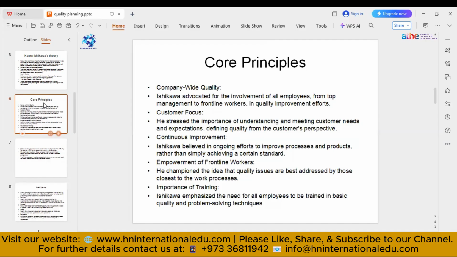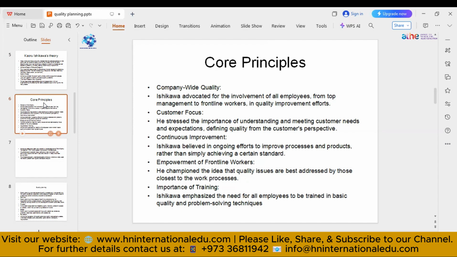Customer focus. He stressed the importance of understanding and meeting customer needs and expectations, defining quality from the customer's perspective. As I told you, for you, the definition of quality may be different. For me, it may be different. I may prefer other products. Your preferences may be different than my preferences. So it should be from the customer's perspective, not from the company's perspective. So there should be customer focus.